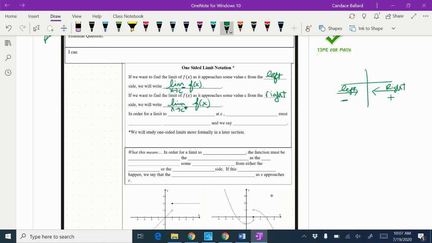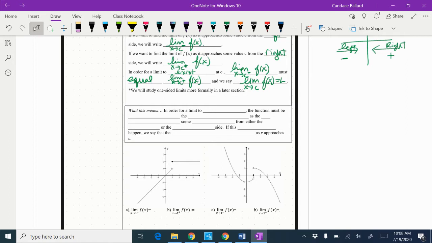All right, in order for a limit to exist at c, the limit as x approaches c from the left of f of x must equal the limit as x approaches c from the right of f of x. And we say then that the overall limit, so limit as x approaches c, so no exponent on it, of f of x equals L. So that's probably your more formal definition of a limit right there. We're going to study one-sided limits a little bit more formally later in the section here. Okay, we're going to kind of start overall with this.